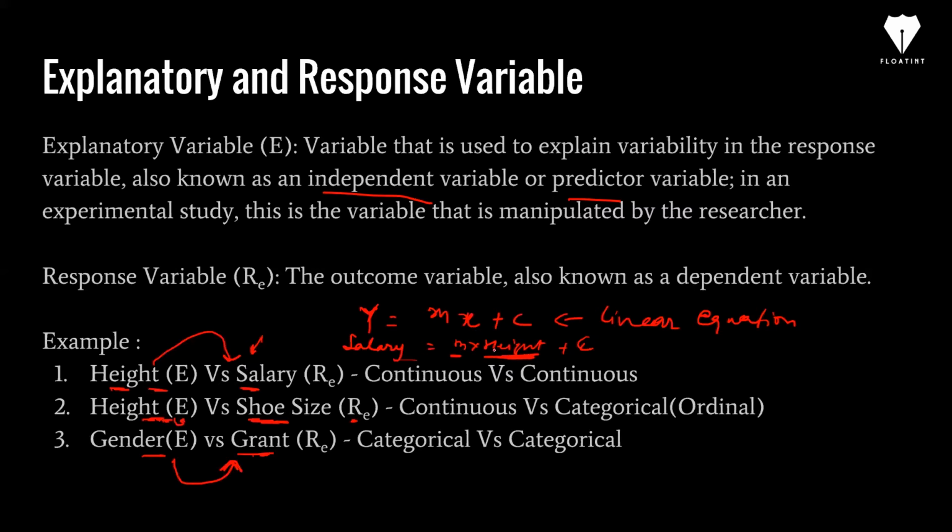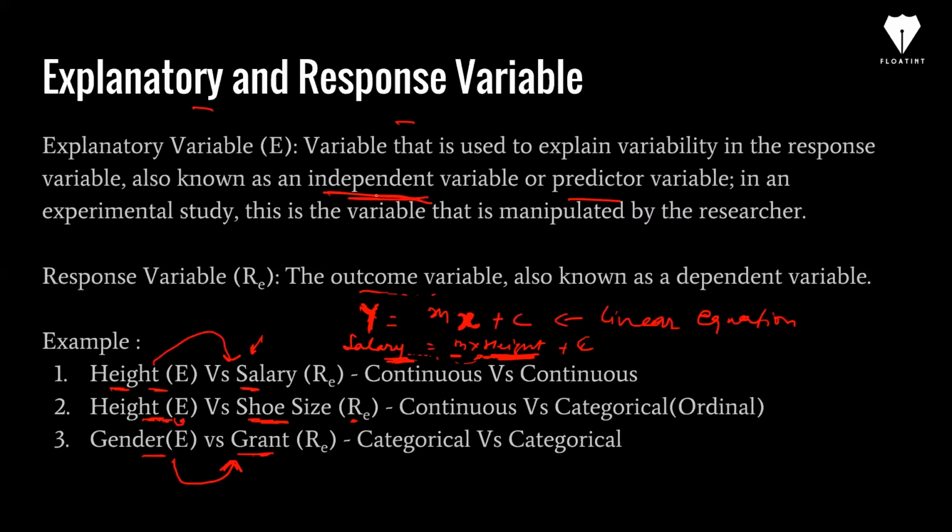If I can explain or get a salary value from the height, that is why this x will be called the independent variable and y will be called the dependent variable, because I am assuming that y is dependent on this x. So I can say height can also be called the explanatory variable or independent variable, and salary will be the response variable, another name outcome variable, or dependent variable. Why am I calling this a dependent variable? Because I am saying it is dependent on this. So that is the difference between explanatory and response.